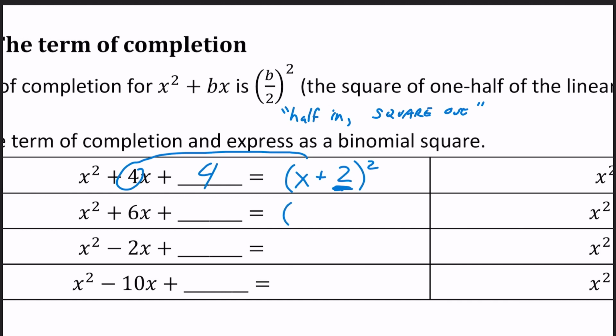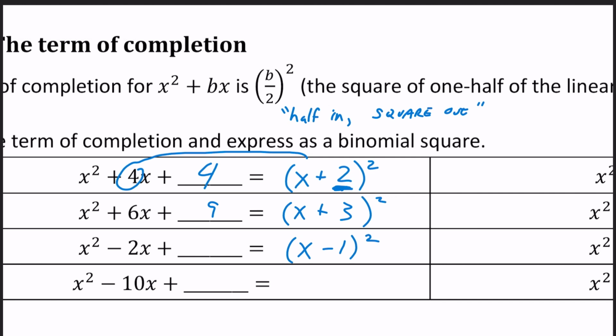So if I just use that simple little technique there, half of 6 is 3. The square of 3 is 9. So x squared plus 6x plus 9 is the result of squaring x plus 3 squared. And again, if you've been practicing squaring binomials, that will seem reasonable to you. This would be x minus 1 squared.